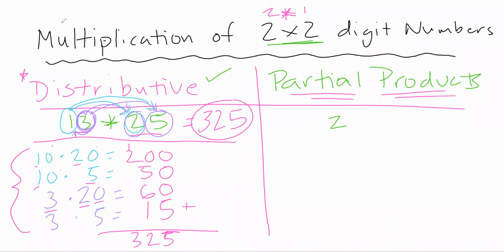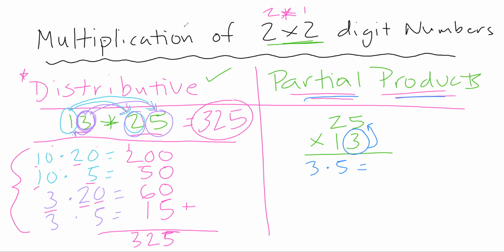So 25 times 13, right? And again, I could put either number on top. It doesn't matter. 13 could go on top. I like 25. The bigger number on top works for me. Okay, so partial products is very similar to distributive because I'm going to do the same thing. I'm going to start in my ones. And I'm going to say 3 times 5 because that's the one above it, right?